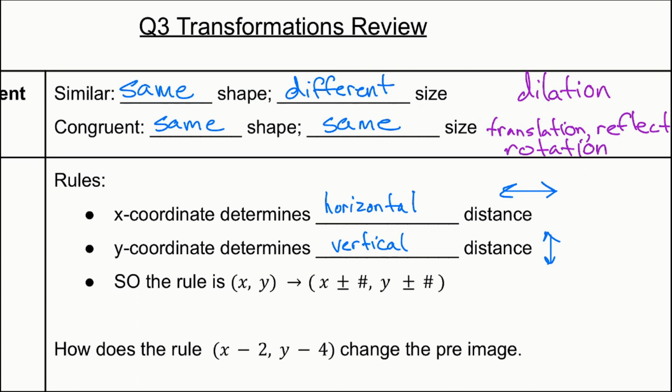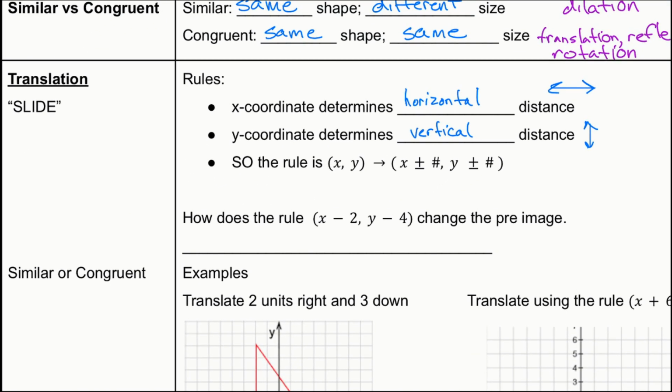All right. So the rule is that if this is our pre-image (x, y), then our new image would be either plus or minus however many units you are moving to the left or right, and then y would be plus or minus however many units you are moving up or down. As an example, how does the rule (x minus 2, y minus 4) change the pre-image? What's going to happen is that you will move left 2 units and down 4 units.